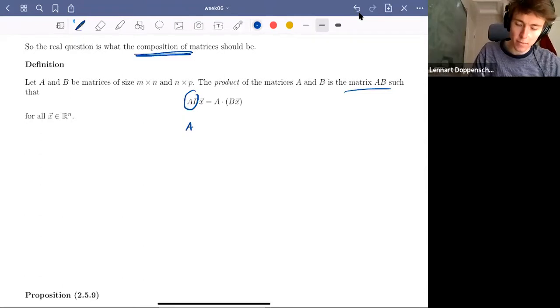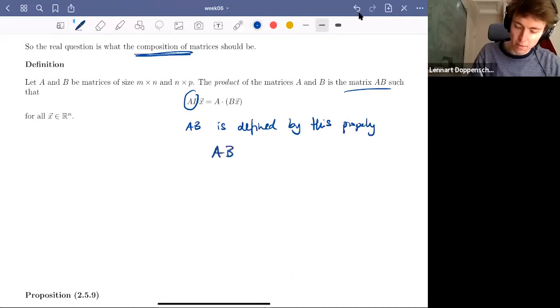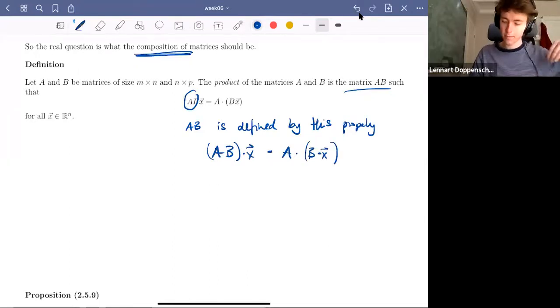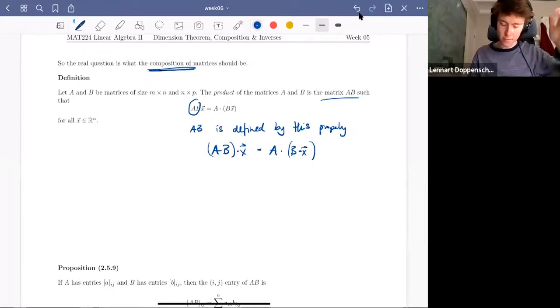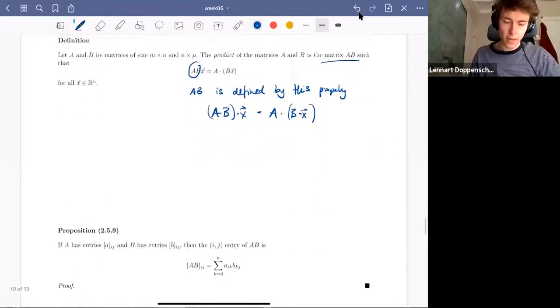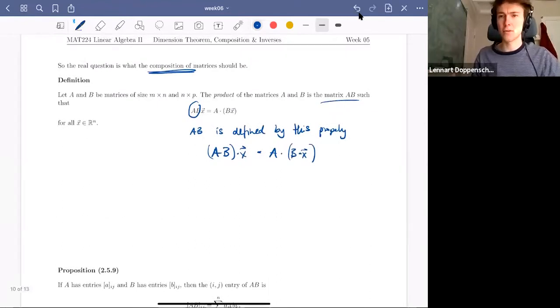So AB is defined by this property. If I multiply AB with a vector, this is supposed to be the same as A multiplied with the vector that we get by multiplying B with x. Okay, any questions? So I have defined something for two matrices, but I'm not really sure what it is.